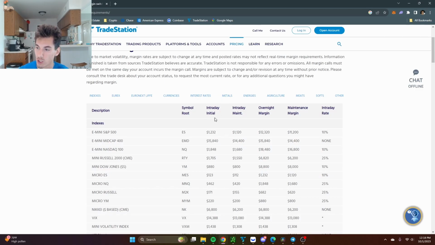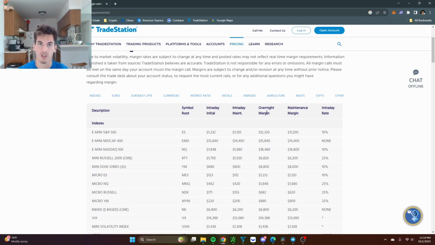So right here, intraday initial, that's how much you need to put on a position from 9 a.m. through 4 p.m. If it's anytime in there, then you'll be able to put on a position for $1,200. If it's outside of that time, so basically 4:01 to 8:59, then you'll have to have at least $12,000 in your account to put on a position, just one contract of ES.